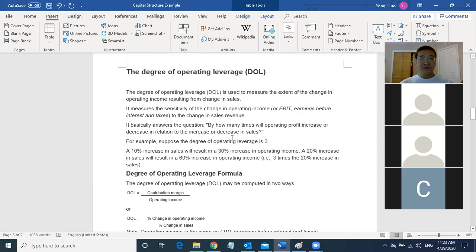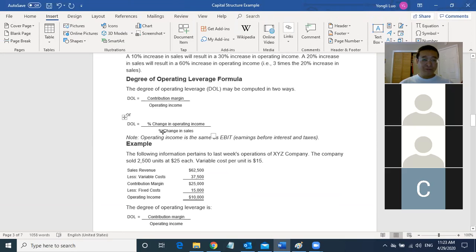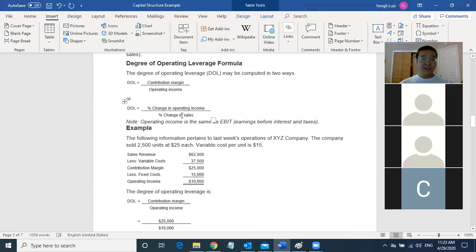However, quite a few students made mistakes calculating the degree of operating leverage. The degree of operating leverage is a measure of the extent of the change in operating income resulting from a change in sales. Basically, it is the percent change in your operating income divided by the percent change in your total sales. You might sell a lot of product but not earn much operating profit. Either you use percent change, or you use this formula: contribution margin divided by operating income.